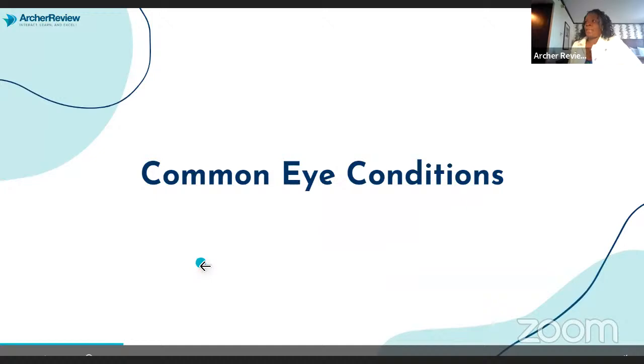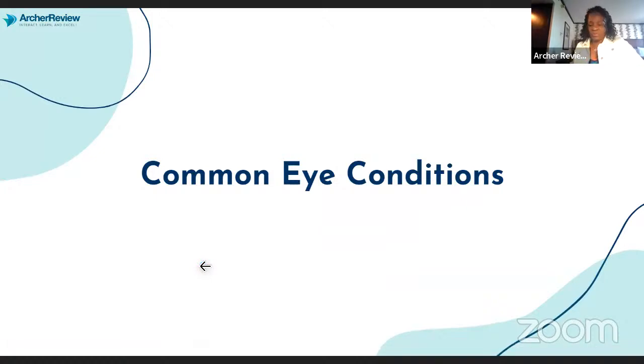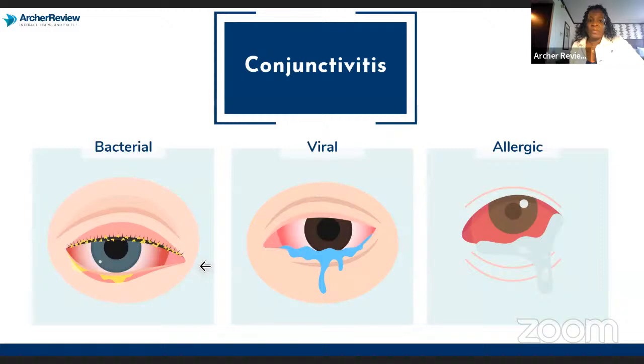Let's look at some common eye conditions. We'll just review a few that we would see in primary care. So one that is very common and we see quite often is conjunctivitis. That is a bacterial infection that's in the eye. A lot of times we call it pink eye.